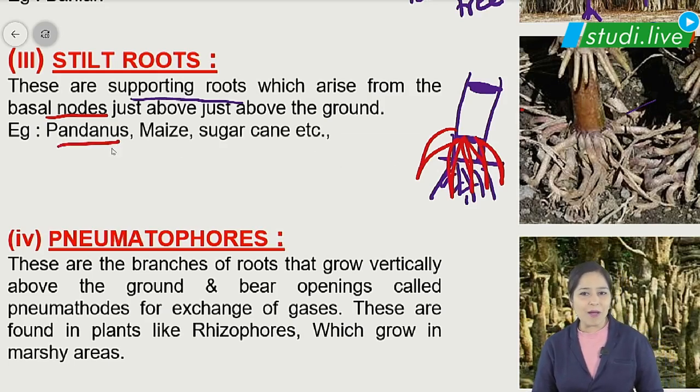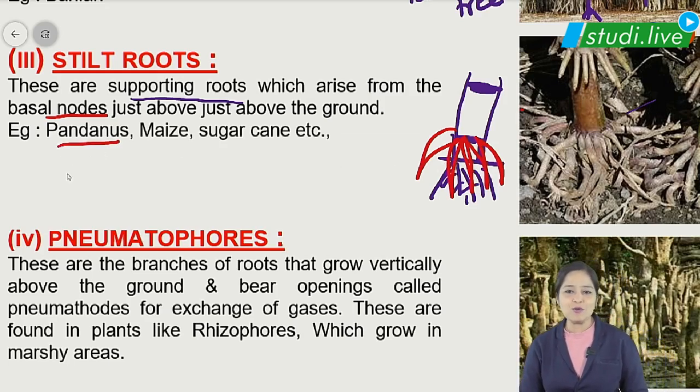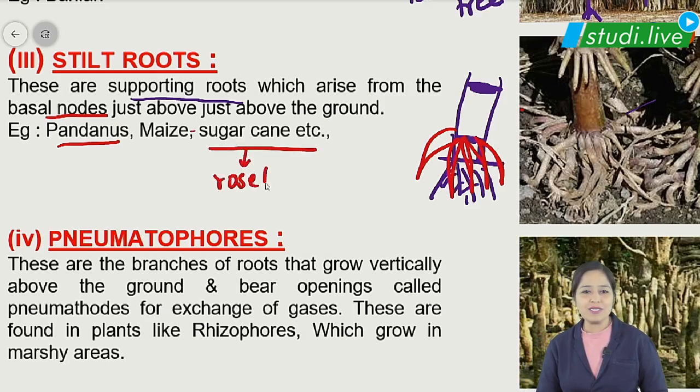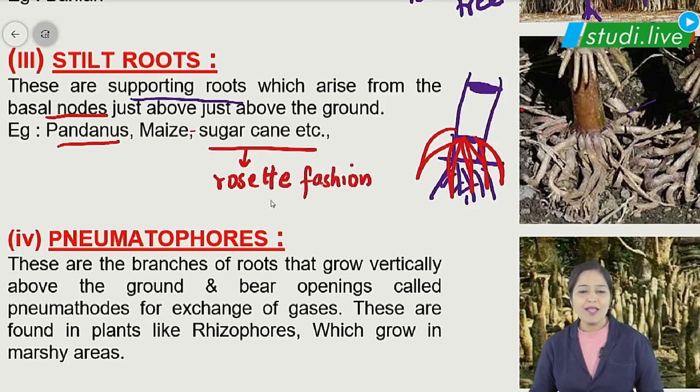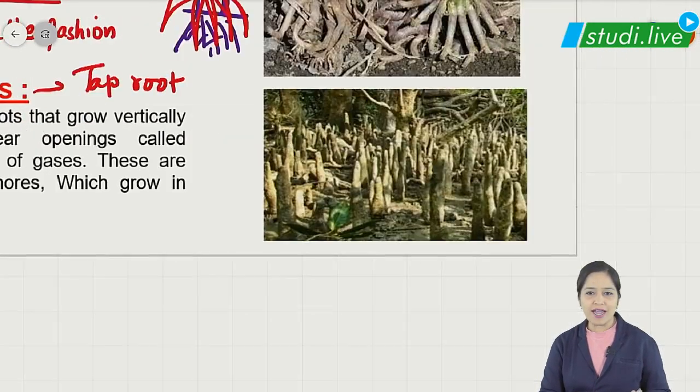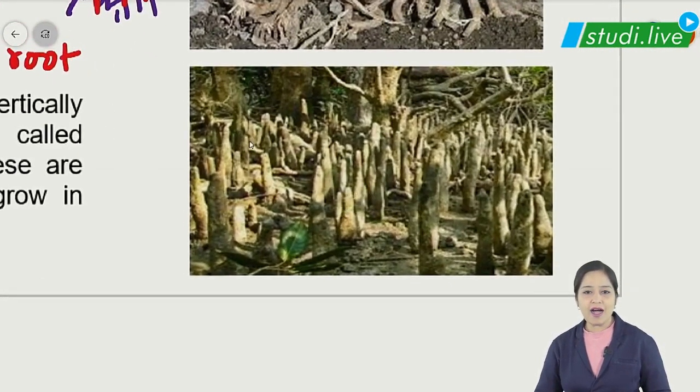Now in case of pandanus, we can see these roots are growing in an oblique manner, whereas in case of sugarcane we can see these stilt roots forming a rosette fashion. Now these pneumatophores are modifications of the taproot, where in this diagram we can see how they are growing.